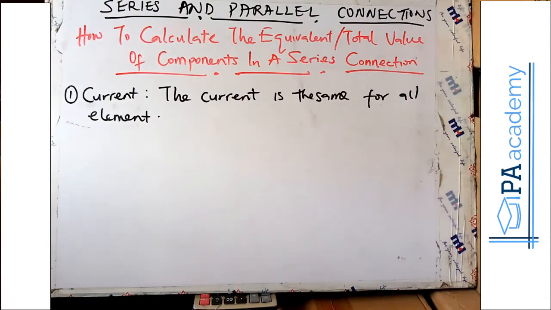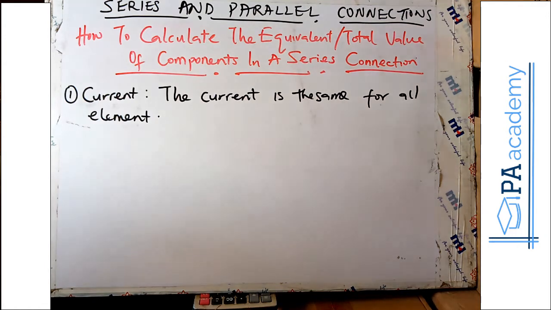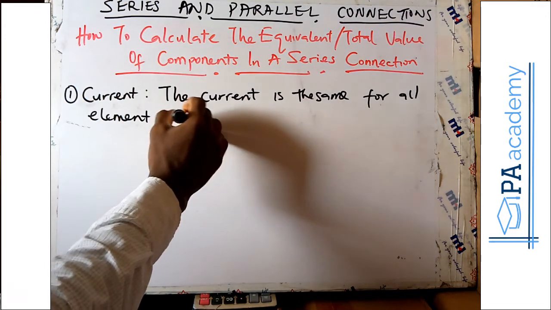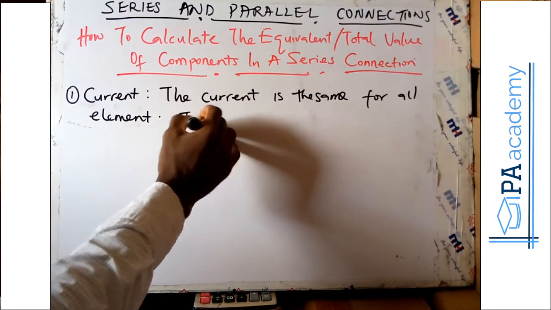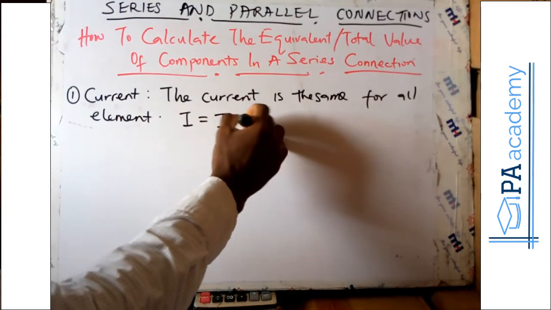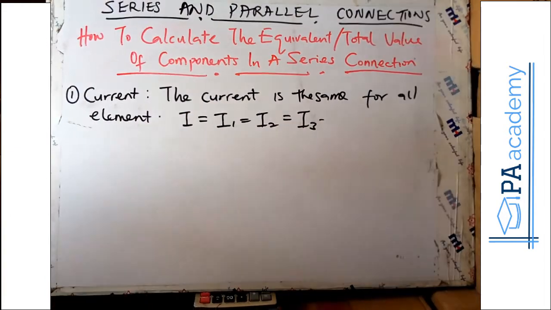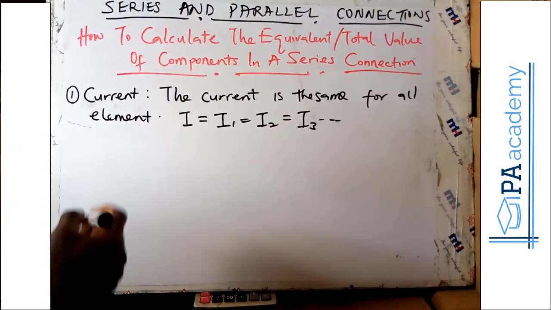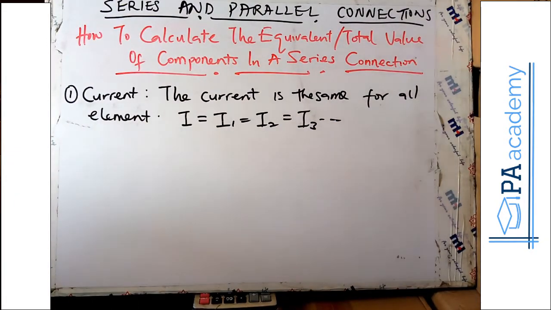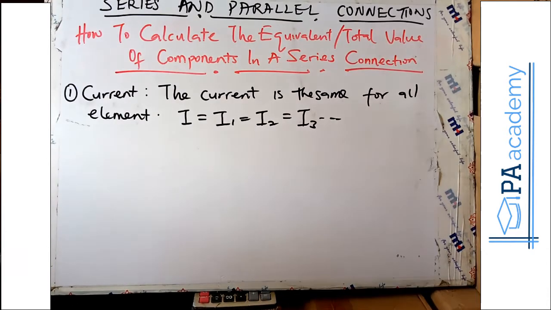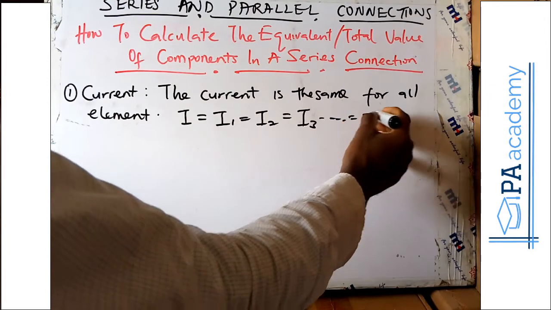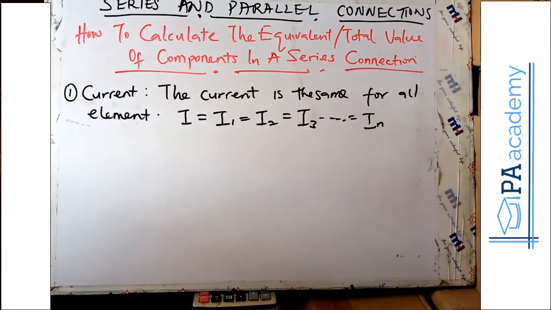So in calculating the current in a series circuit, the current is the same for what? For all elements. So in writing that, we are going to have the current, which is I, is the same thing as our I1, is also the same thing as our I2, it's also the same thing as our I3. The currents are the same for all the components in a series connection, depending on the number of components we are having.